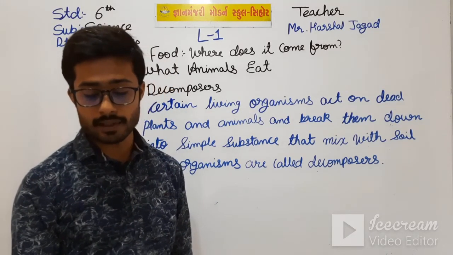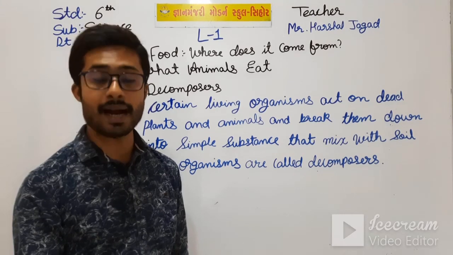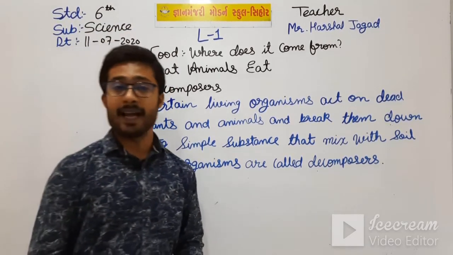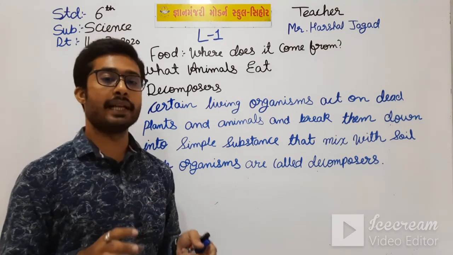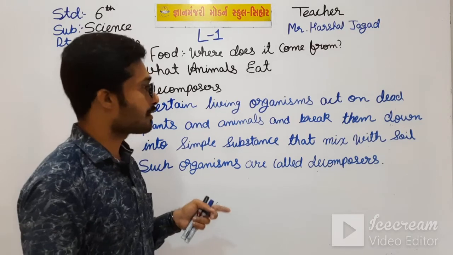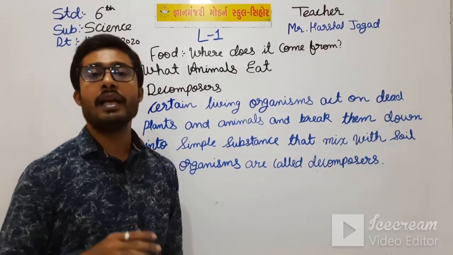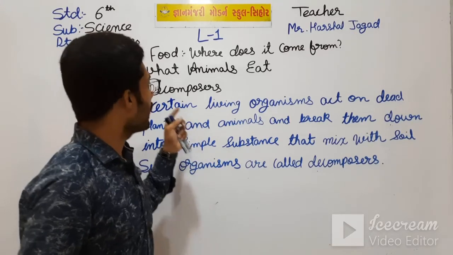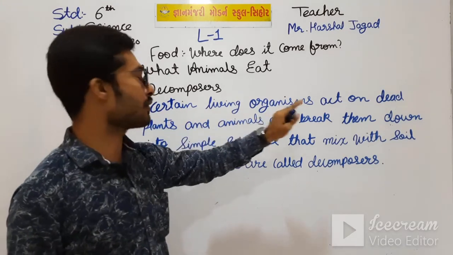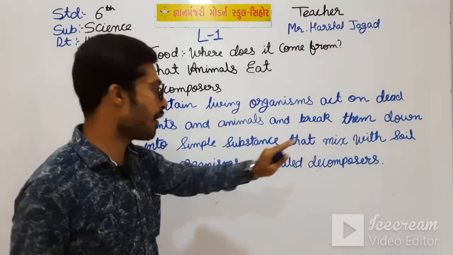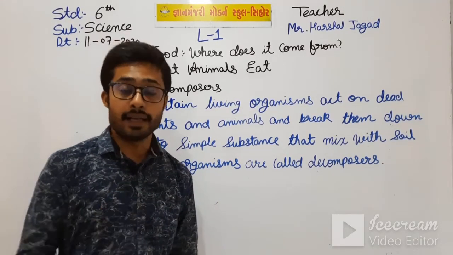Together with scavengers, decomposers play a very important role in nature. They help to clean the earth of dead bodies of plants and animals. Scavengers eat the animal that has already been hunted, and then the body is taken by the decomposers, which act on dead plants and animals and break them down into simple substances that mix well with soil.